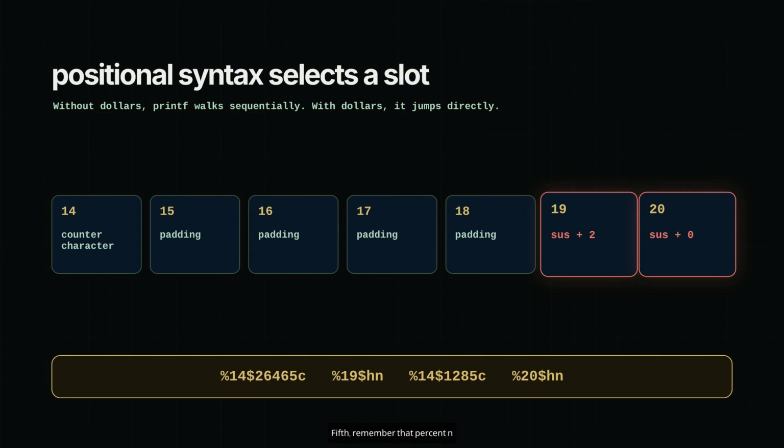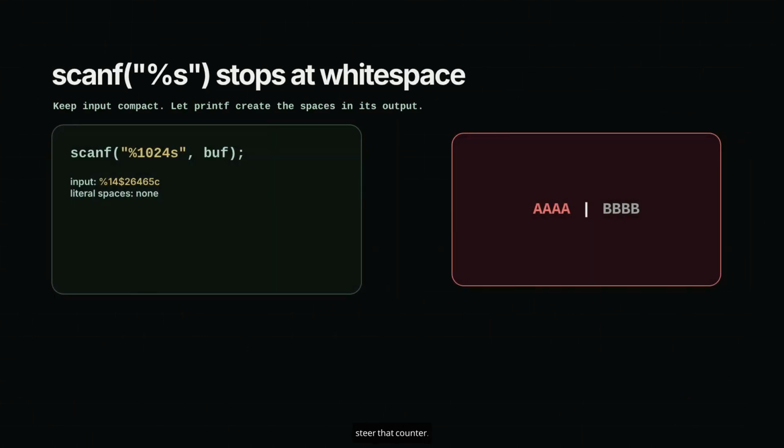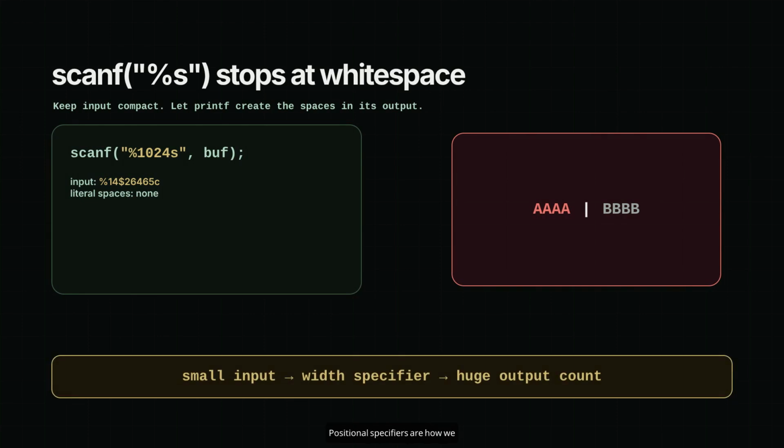Fifth, remember that %n does not magically write a number typed in the payload. It copies the number of output characters printed so far through a pointer. Width specifiers are how we steer that counter. Positional specifiers are how we slot the address. Length modifiers are how we choose the size of the write itself, which makes the arithmetic boring.